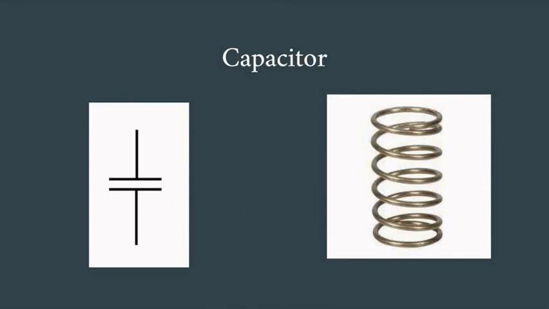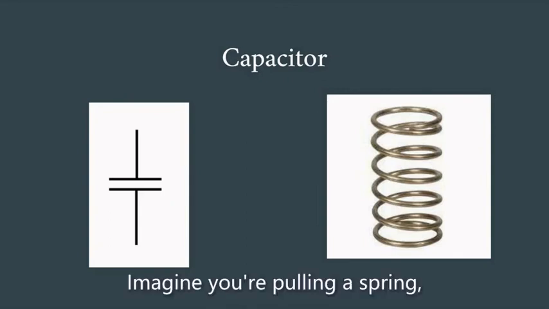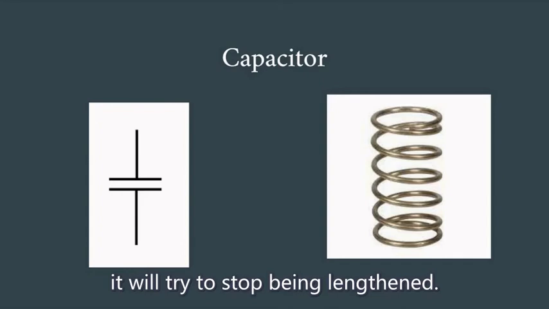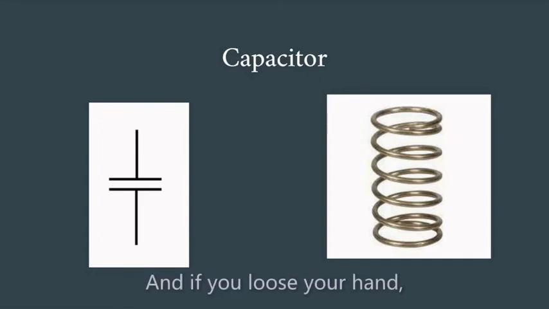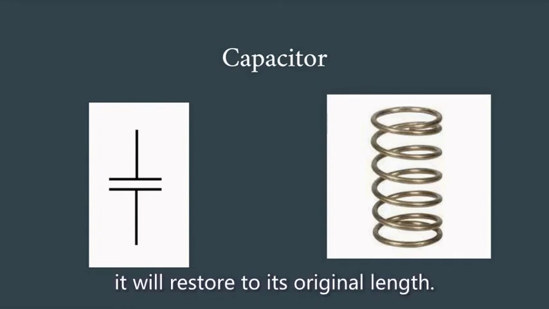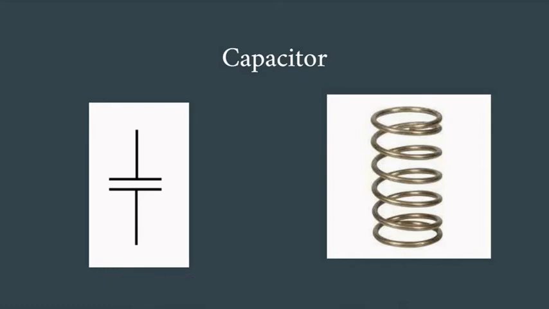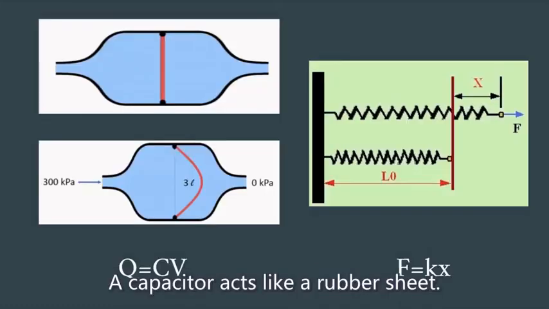Capacitor. Imagine you are pulling a spring. It will try to stop being lengthened. And if you let go of your hand, it will restore to its original length. A capacitor acts like a rubber sheet.